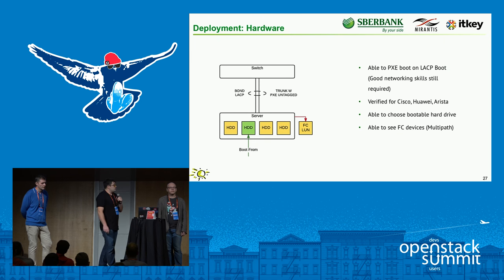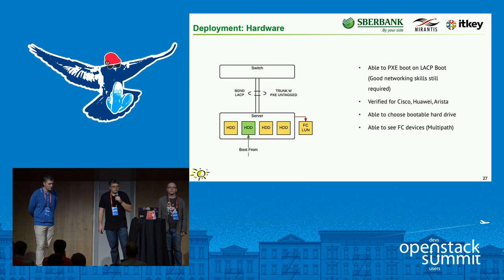For successful deployment via PXE, we should use a dedicated PXE interface for the PXE boot. No bonds, no link aggregation at all. And if you have just two 10 gigabit interfaces per server, it's really wasteful to use one of them that way. And we tried and succeeded using such a network feature as LACP fallback or standalone mode. It really depends on what the switch vendor calls it. We tried and verified this technology for Cisco, Huawei, and Arista switches, and now everyone is happy.